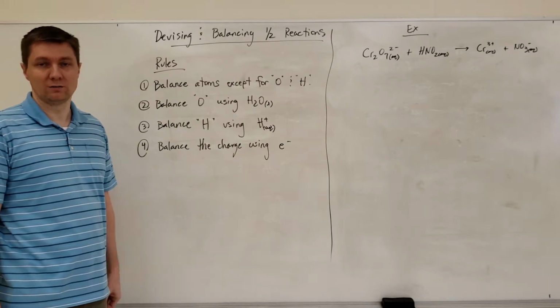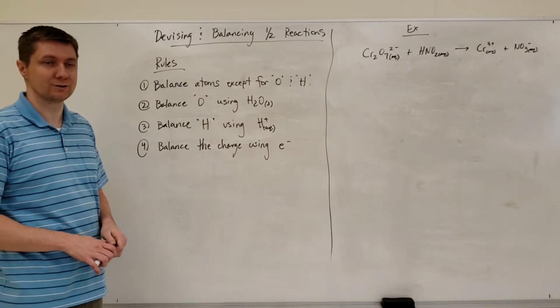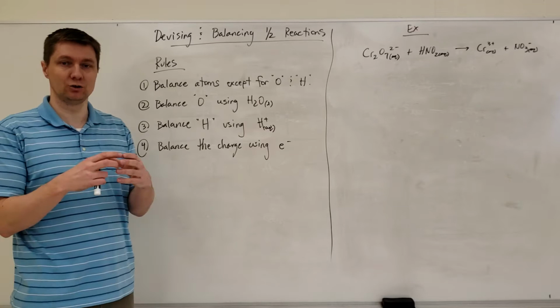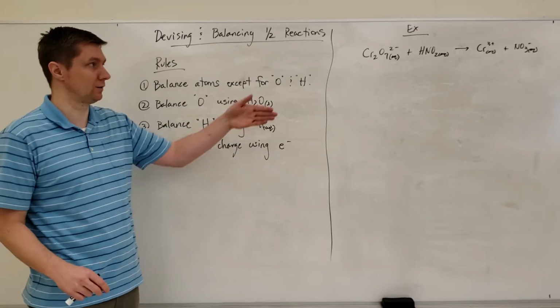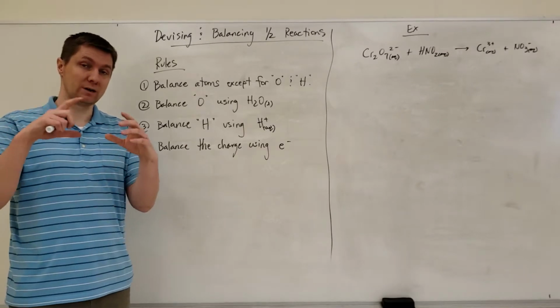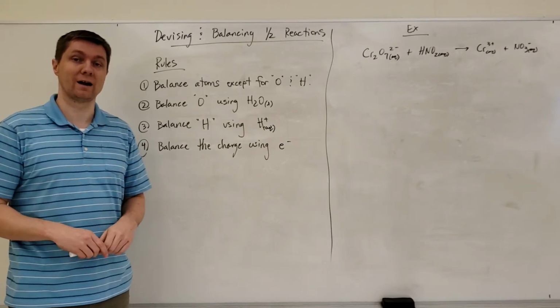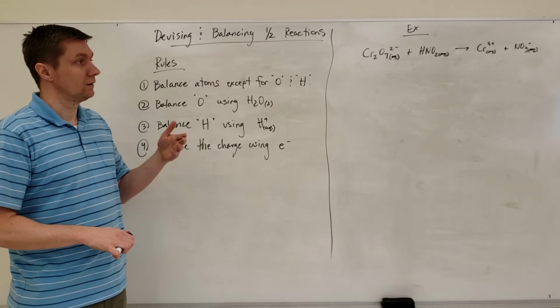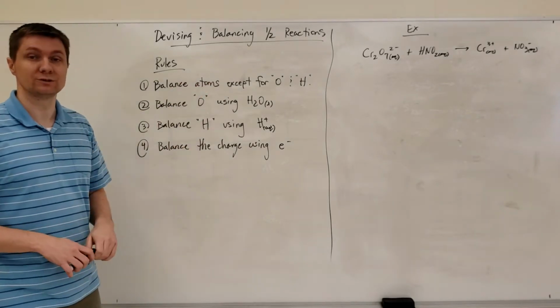So a little bit more on devising and balancing half reactions. Sometimes what you'll see is, instead of an individual half reaction that you have to balance, they'll give you a full redox reaction that's not balanced. And so you have to break it up into its two individual half reactions and balance those using these rules.